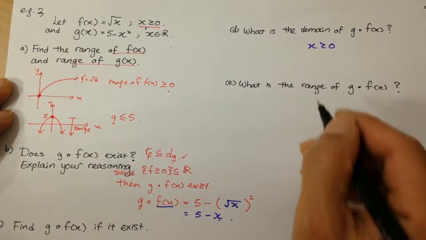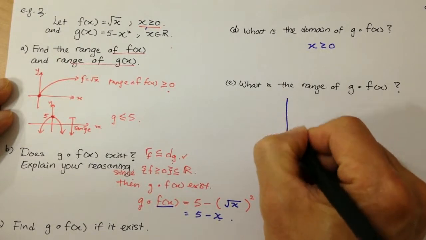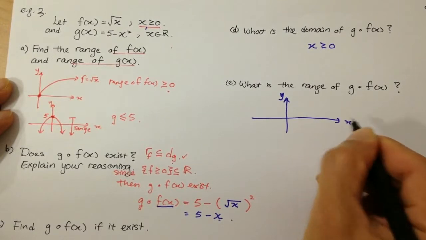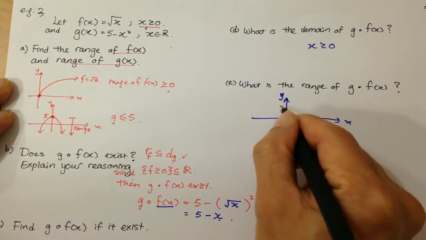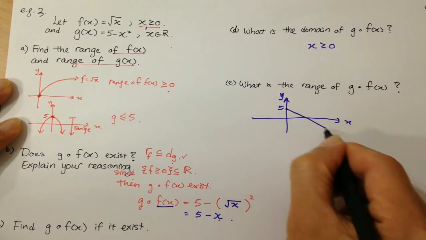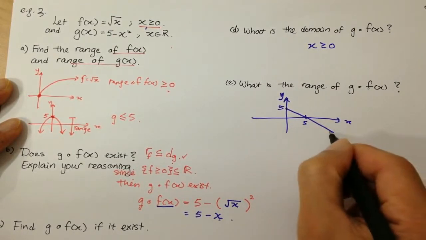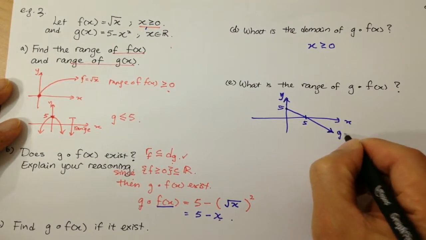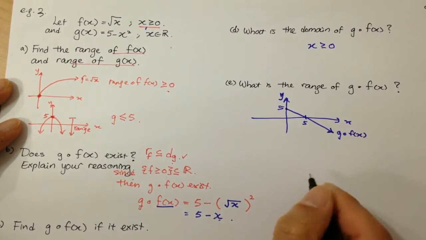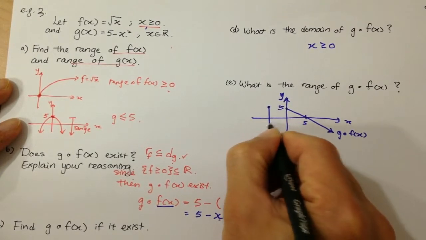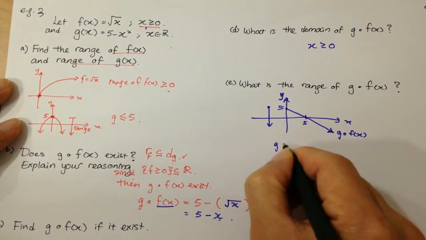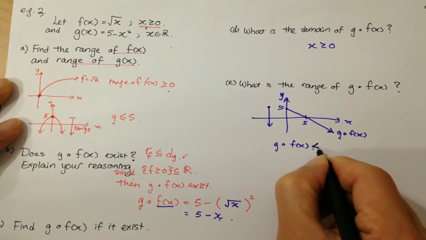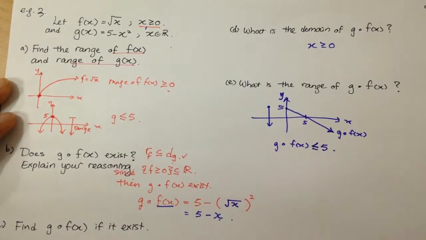So if we sketch this out, y, and here is x, over here is 5. 5 minus x goes like this. Here is again 5. So this is my function g of f of x. So it's clear to see that the range here, g of f of x, must be smaller or equal to 5. That's the range.